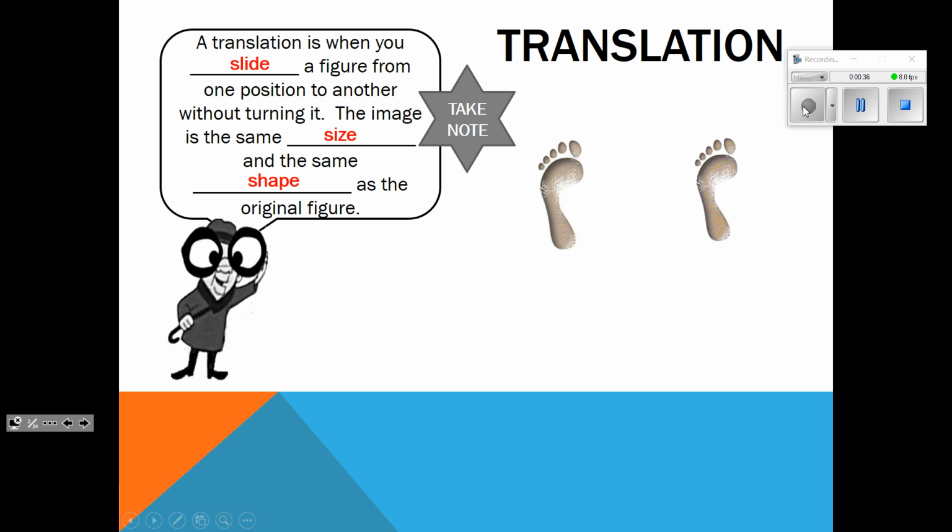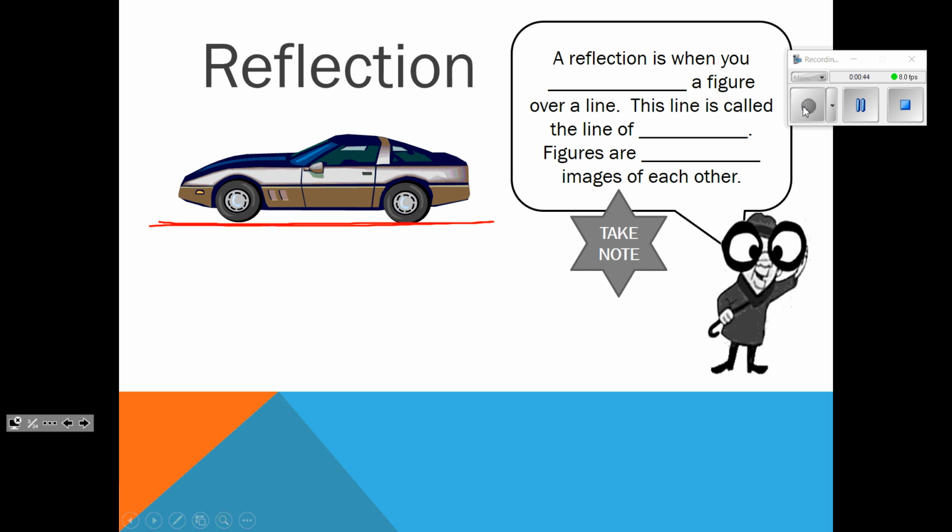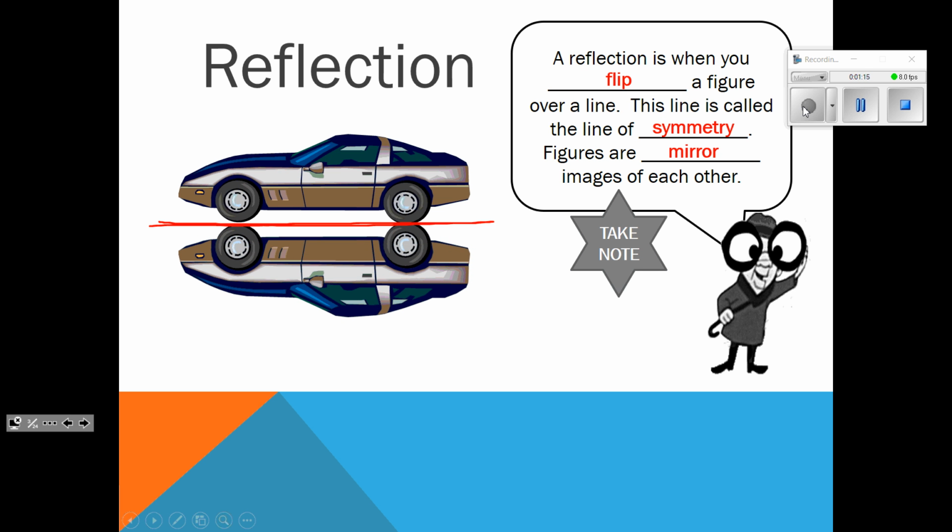Here's an example. That footprint slid across. It did not turn, and it is the same size and the same shape. The other, what we're going to look at today is a reflection. A reflection is when you flip. The last was a slide. This is a flip over a line. This line is called a line of symmetry. Figures are mirror images of each other. So if you see this car right here, and there the red line would be the line of symmetry, and the car flips over it, mirror images of each other.